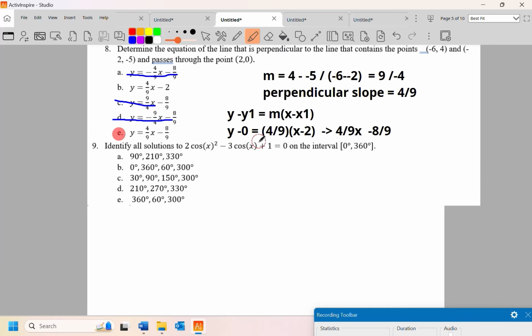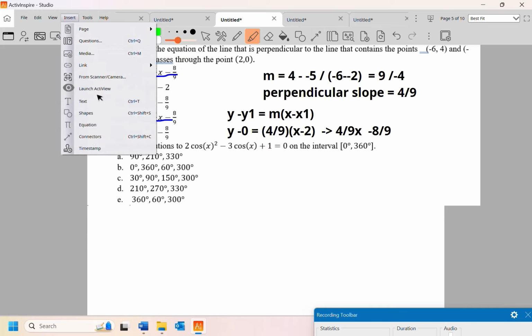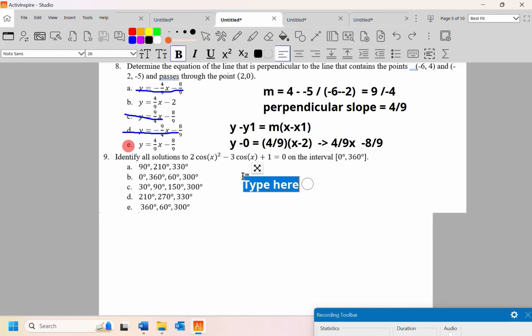All right, identify all solutions to 2 cosine squared x minus 3 cosine of x plus 1 on the interval from 0 to 360. We were just doing this last week. We're going to factor. 2 cosines of x times a cosine of x creates 2 cosine squared x. Factors of 1 are 1 and 1.